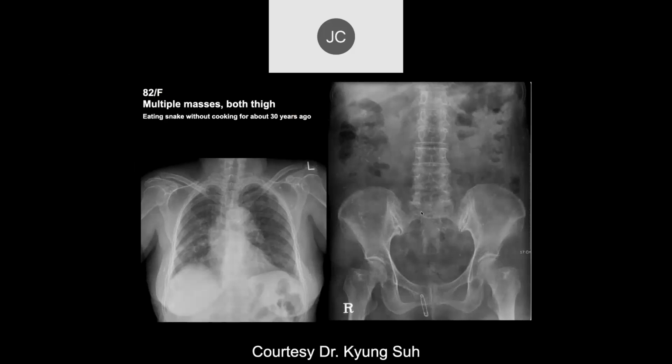Okay, Jason? They probably got that one from a circus. Multiple masses, both thighs, eating snake without cooking. 30 years. 30 years ago.